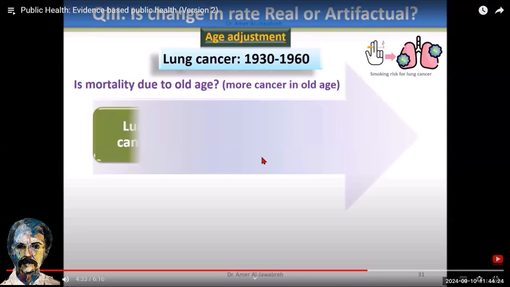And the standardization is beyond the scope of this lecture. We have direct and indirect. This is in epidemiology. Go to Goodness Epidemiology, and there is a chapter on this standardization of rates.